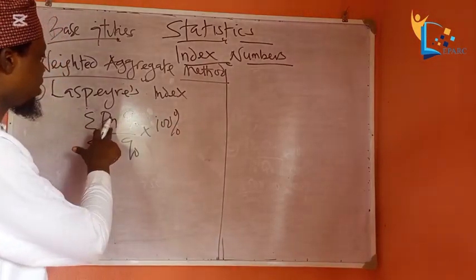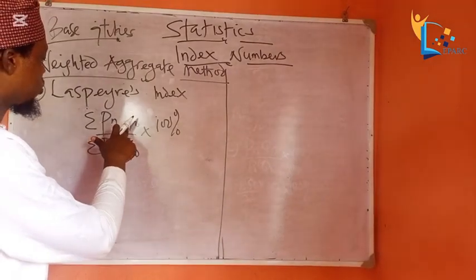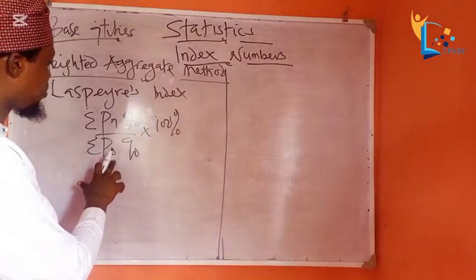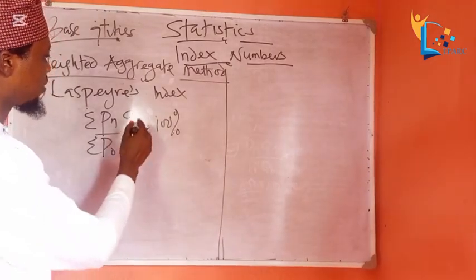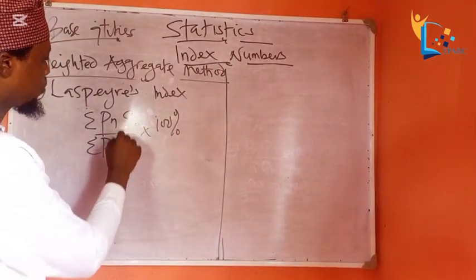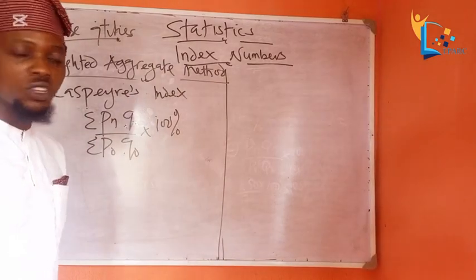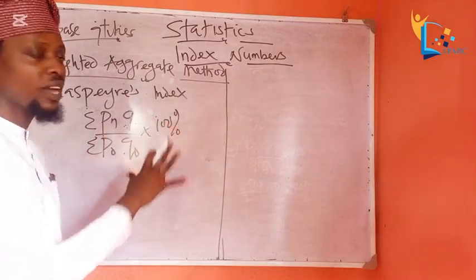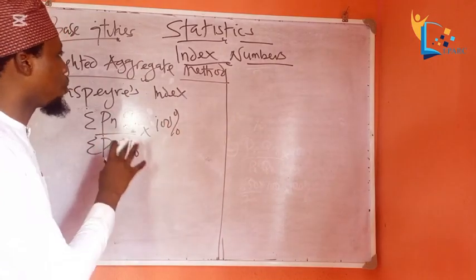Okay? Summation of Pn Qo, then all over summation of Po Qo times 100%. Now, these are the base quantities. Okay? So, when base quantities are used, we refer to it as the Laspeyre's index.